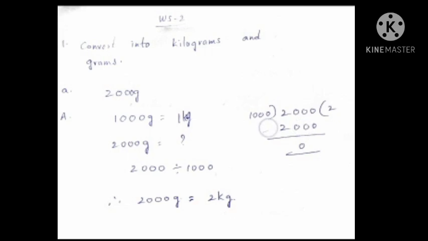Then we should subtract it. 2000 minus 2000, how much children? 0. Whatever the coefficient comes now, that coefficient we will write as kilogram. The remainder we will write as grams. Therefore, 2000 grams is equal to 2 kg.